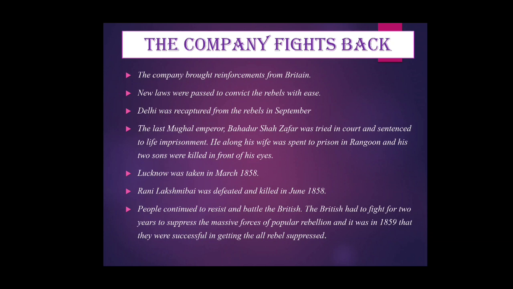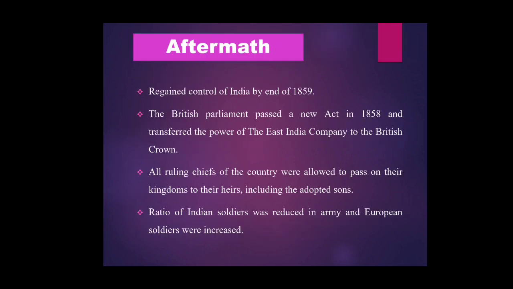Then people continued to resist and battle the British. The British had to fight for 2 years to suppress the massive forces of popular rebellion, and it was in 1859 that they were successful in suppressing all the rebels. So it had spread so widely that the British could not do it quickly. It took 2 years for them to bring back the situation which was there before 1857.